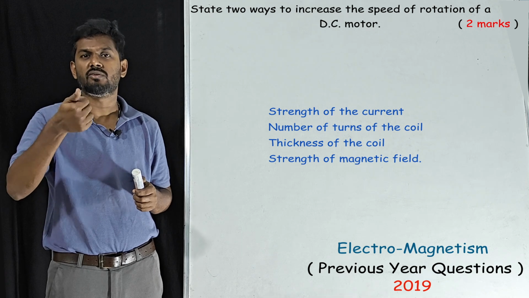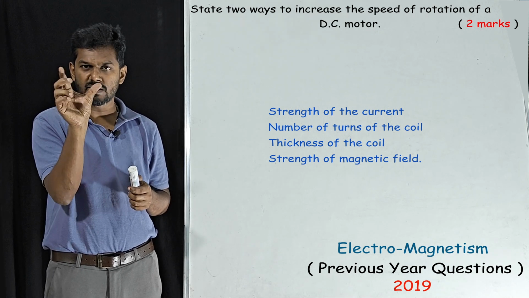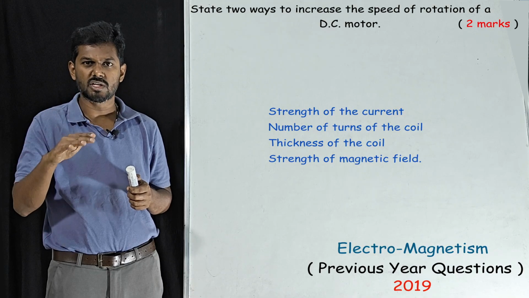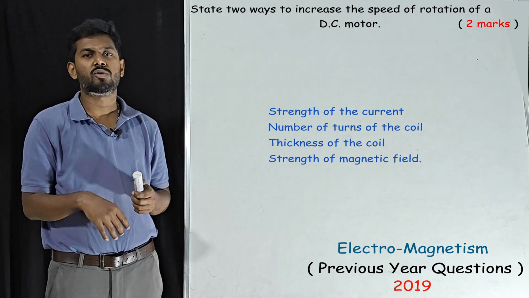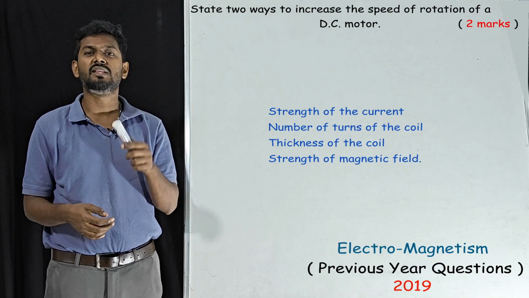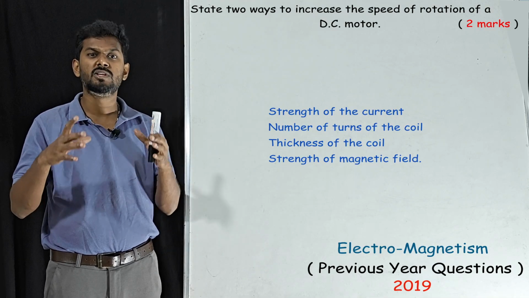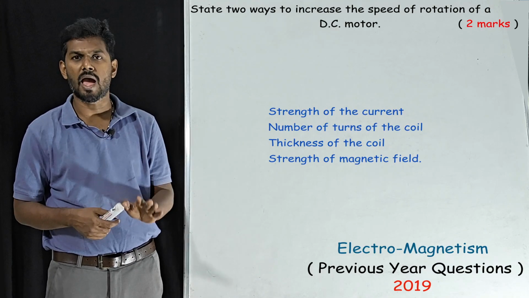If you increase the thickness of the wire, what happens? The resistance reduces. By increasing the thickness of the wire, resistance reduces. If resistance reduces, current increases. If current increases, rotation increases. Correct? Last one, by strengthening the magnetic field by using powerful magnets. So these are the 4 possible answers.